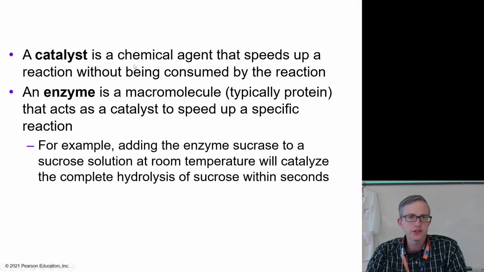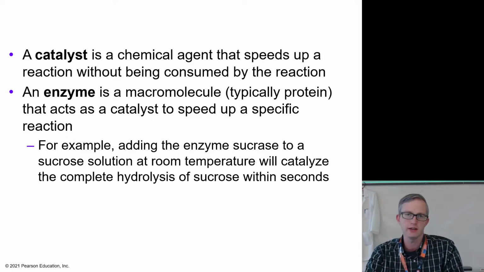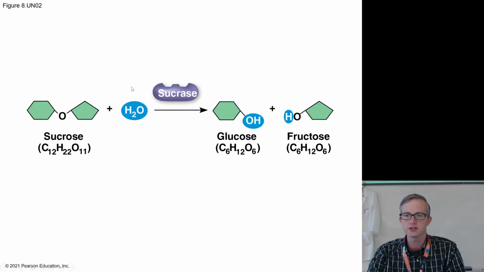So some terminology. Obviously, catalyst is anything that speeds up chemical reactions, and an enzyme is a protein catalyst. So when we look at enzymes, we want to think about that as something that's made out of a protein that speeds up chemical reactions. So here's an example of sucrase.